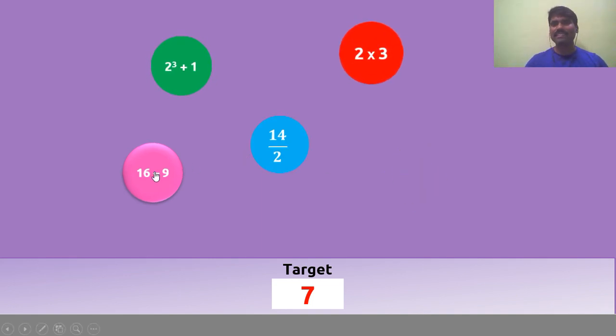And if I click on 16 minus 9, what is 16 minus 9? Obviously 7 only, done, correct. 14 by 2, correct, done. 2 cube plus 1, 8 plus 1, 9, no, I should not tick this one. 2 into 3, I should not click on this one.